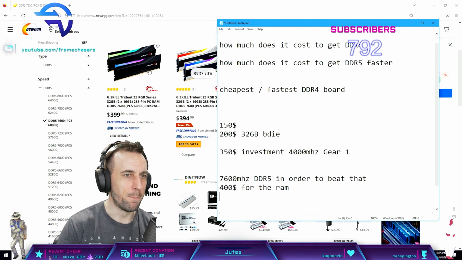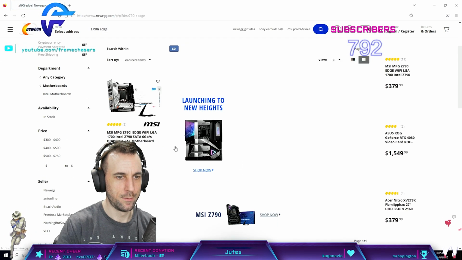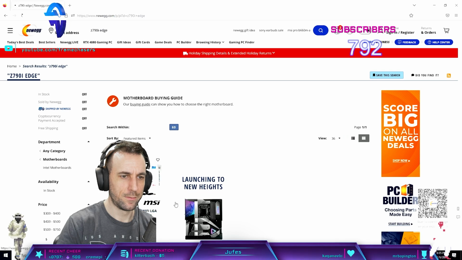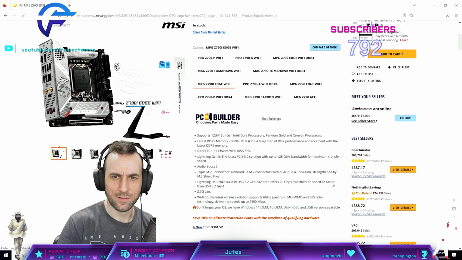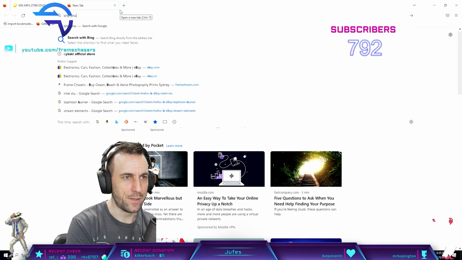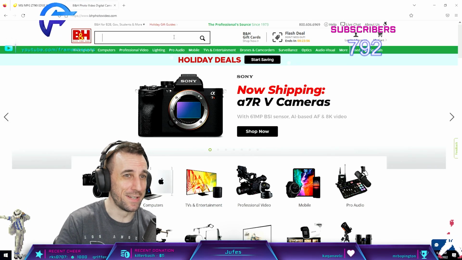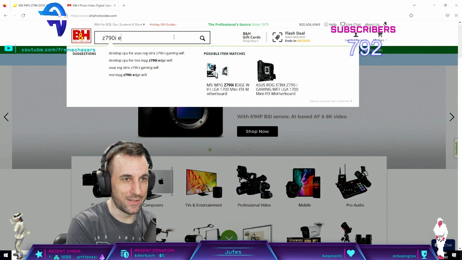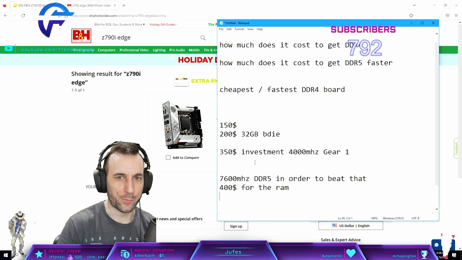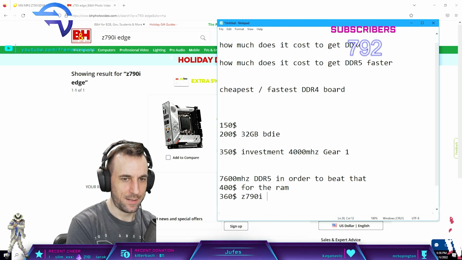Now, the cheapest motherboard that will get to that speed is the Z790i Edge. $385. Oh, this is a third-party seller. I think it was $370 at B&H Photo. How is this thing still sold out? Maybe that's why, because it's the cheapest two-DIMM board that overclocks crazy. Z790i Edge, $360, temporarily sold out. Whatever, so $360. The Z790i Edge is the cheapest one.